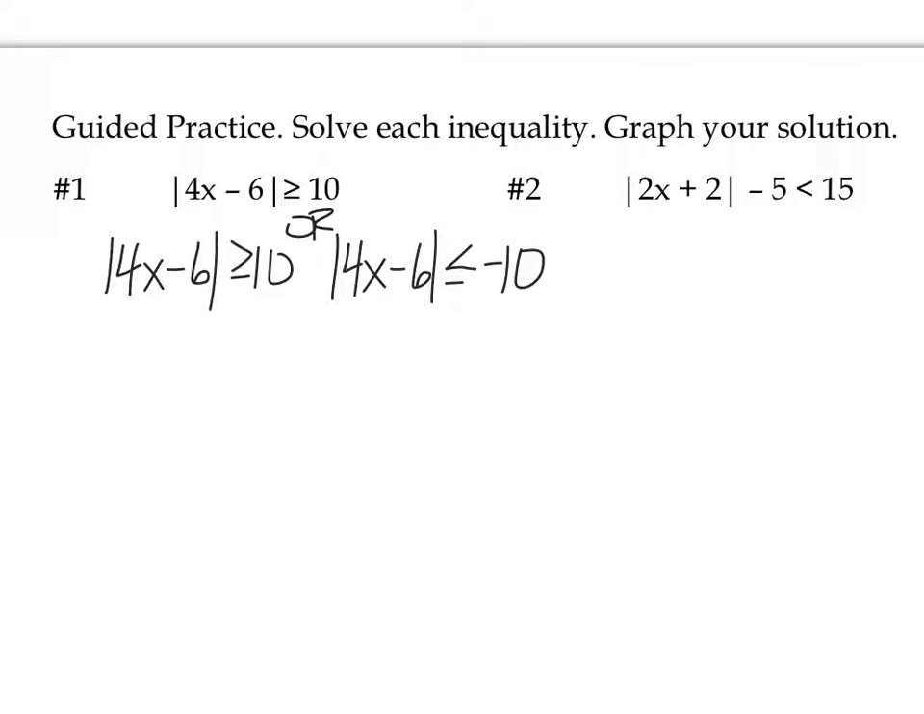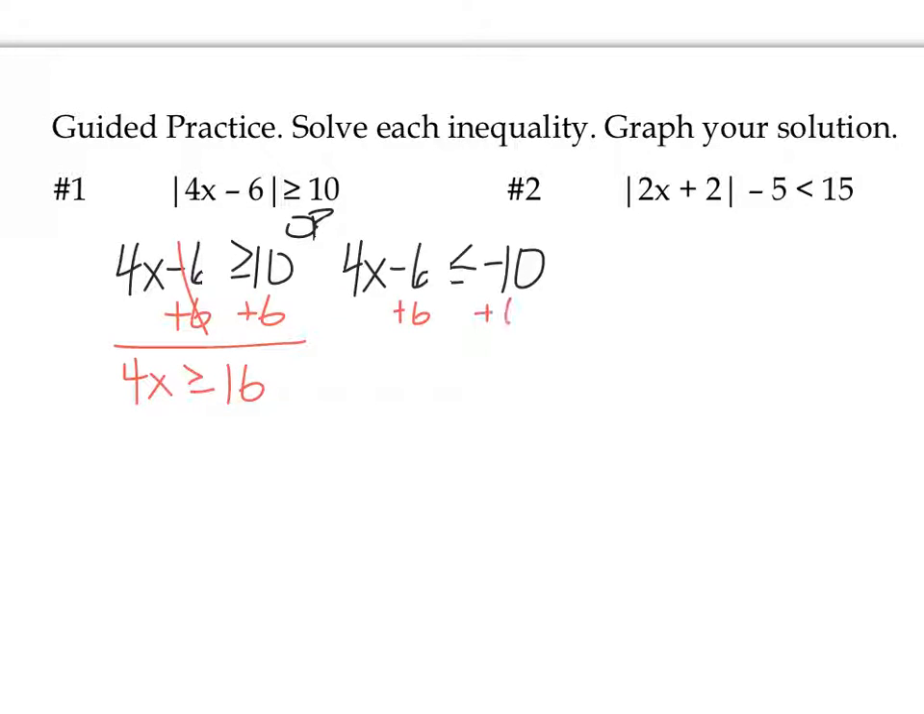Okay. So now we can solve these. We don't need those absolute value bars there. We take those right out. And we're going to be able to add 6 to both sides and get 4x is greater than or equal to 16. Add 6 on both sides of this one.